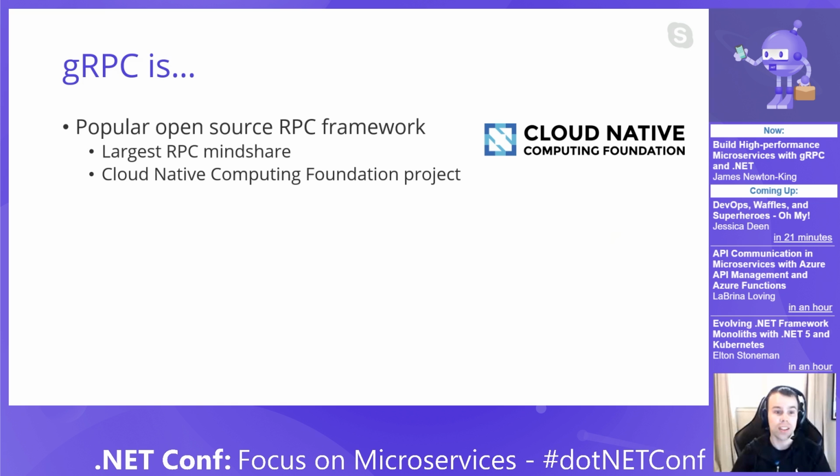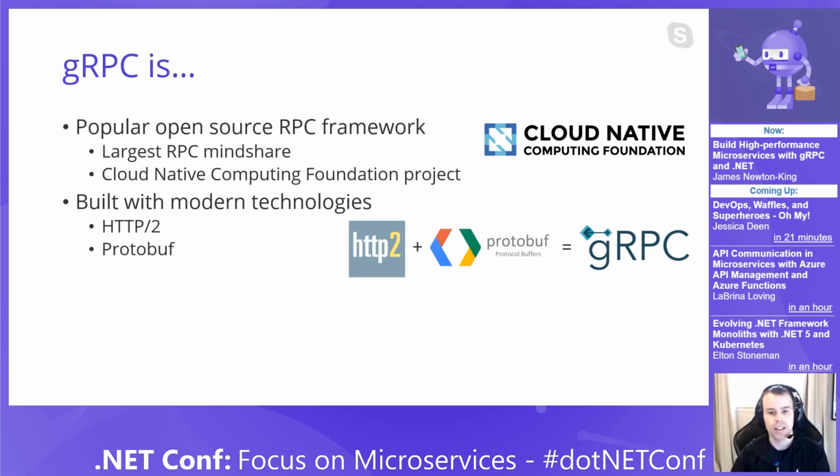gRPC is run by the Cloud Native Computing Foundation, and Microsoft has been working on an implementation of gRPC for .NET that we have contributed to the Cloud Native Computing Foundation. gRPC is not new. It was open sourced in 2015, but it's built with modern technologies. It's a union of HTTP2 and protobuf. We'll talk more about the benefits of those technologies throughout this talk.